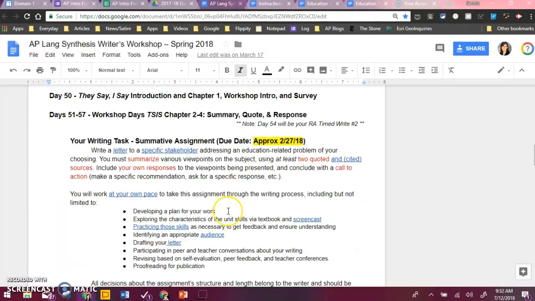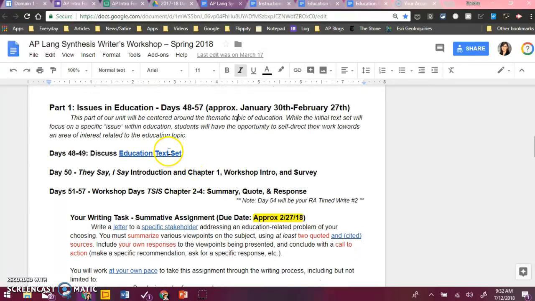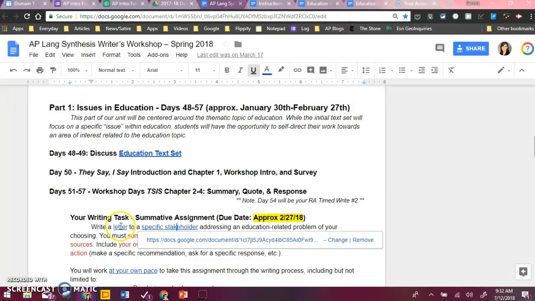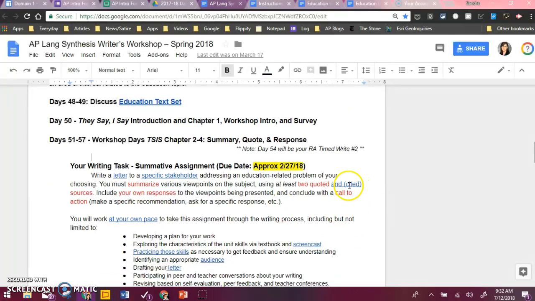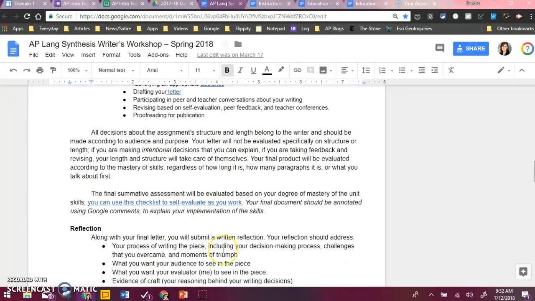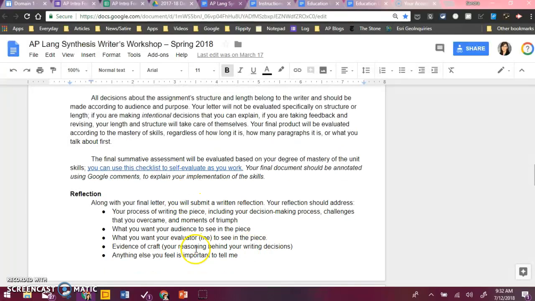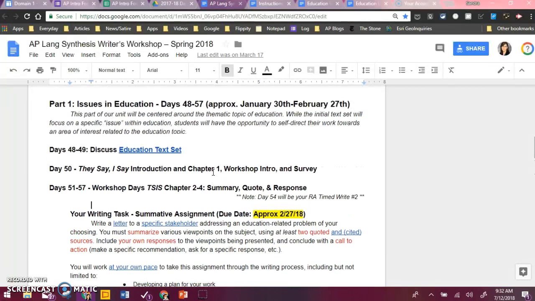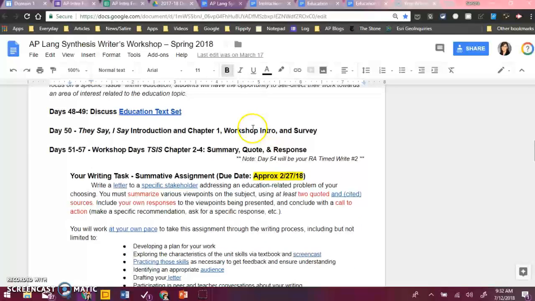As you can see from my doc, this was their assignment sheet, and it was given to them electronically, and everything was linked right from here, including supplementary information, screencasts, talking about instructions for working at their own pace, as well as, all the way through the reflection process and a checklist. This was a really cool assignment. It was very authentic. Students' task was to write a letter to a stakeholder addressing a problem in the education world that they wanted to speak out about.